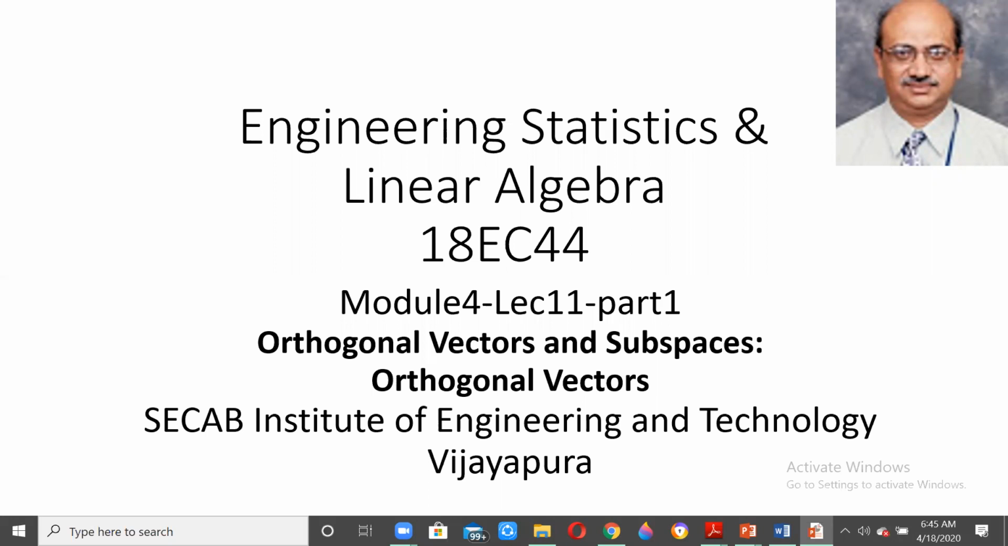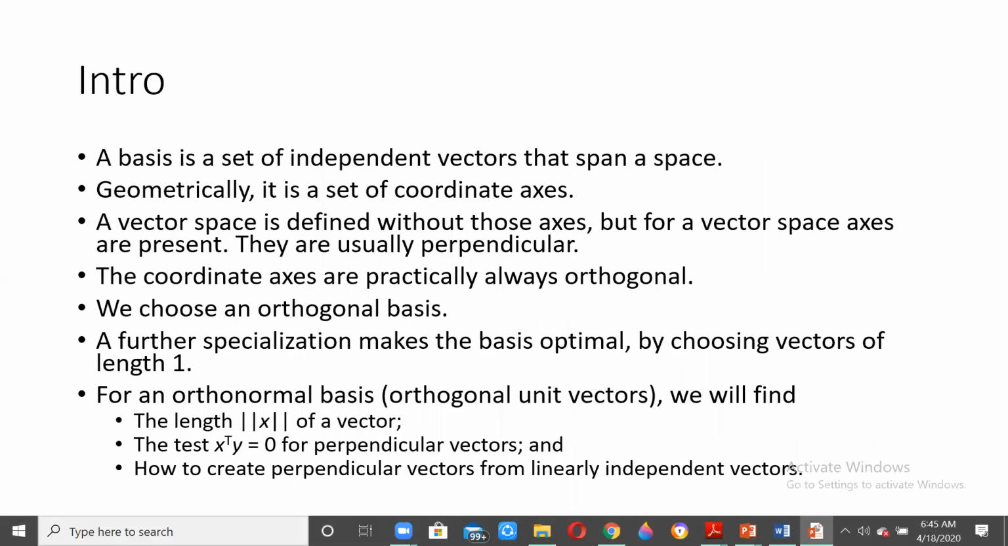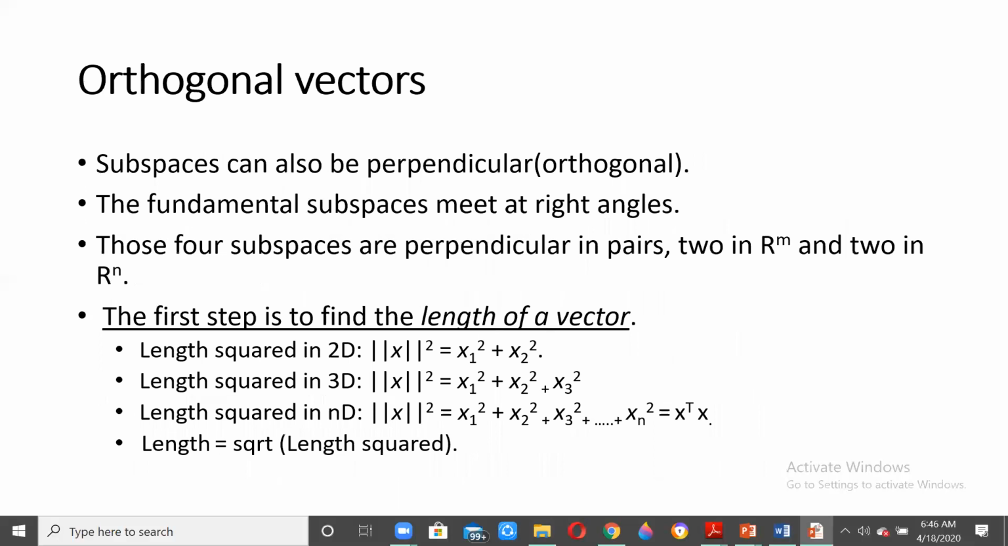In the last lecture, Module 4, Lecture 11, Part 1, on orthogonal vectors, we considered the length of a vector and the test for orthogonal vectors, which corresponds to x transpose y equal to 0. Two vectors x and y are perpendicular or orthogonal when x transpose y equals 0. We also saw how to create perpendicular vectors from linearly independent vectors.